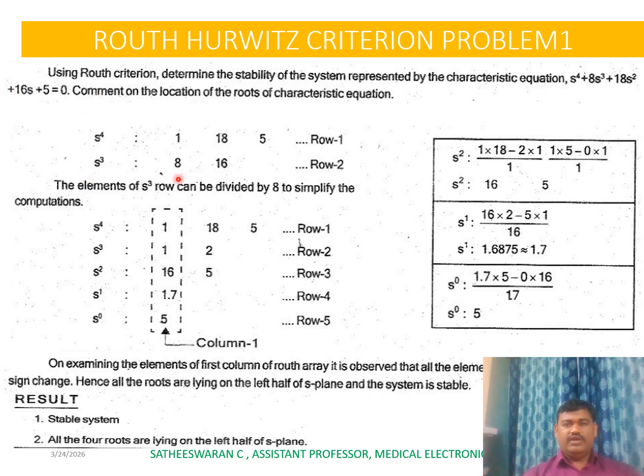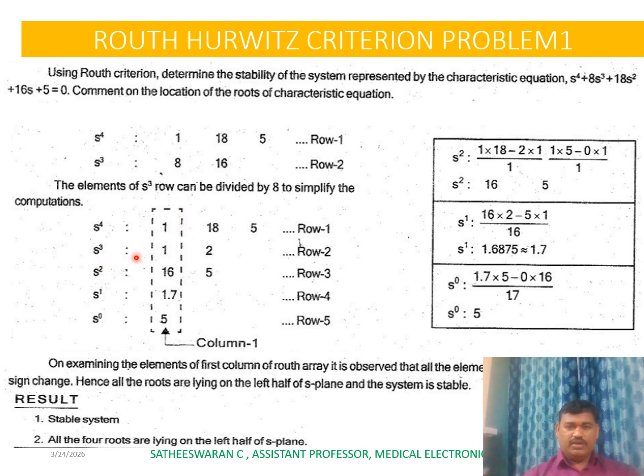If you observe here, this row is divisible by 8. So 1 8 is 8, 2 8s are 16. Again, the s power 4 row can be rewritten as 1, 18, 5, and the second row after dividing by 8 will become 1 and 2. We have to compute s power 2.